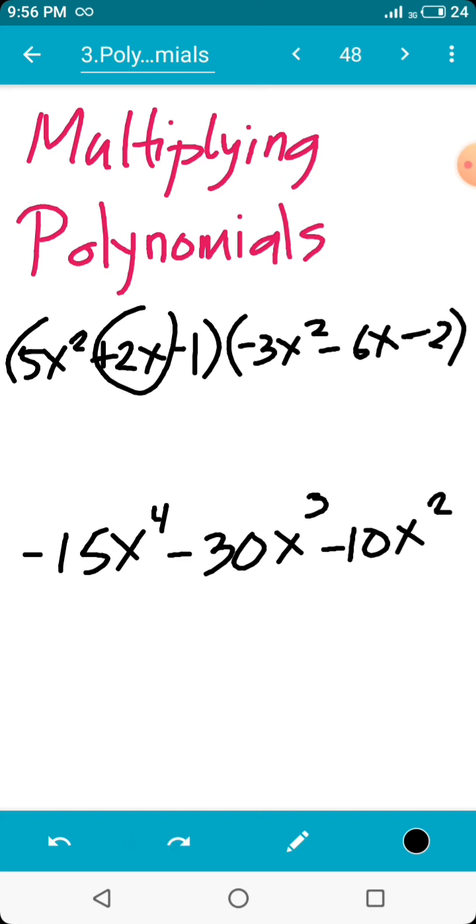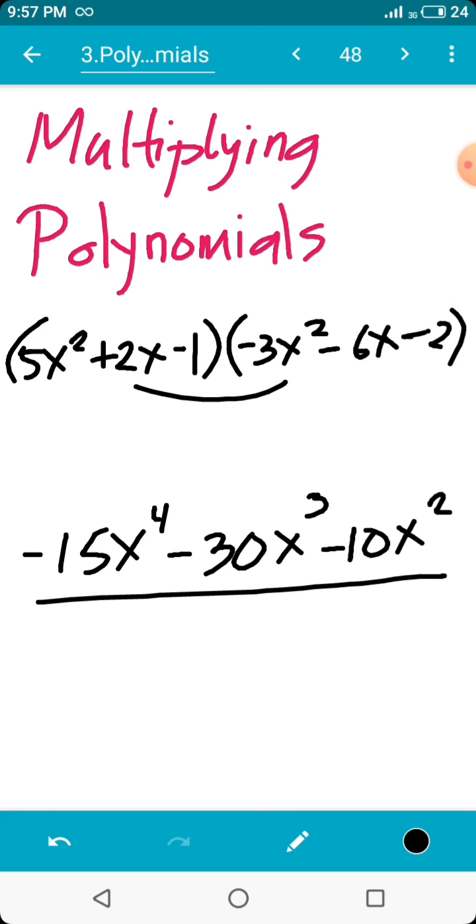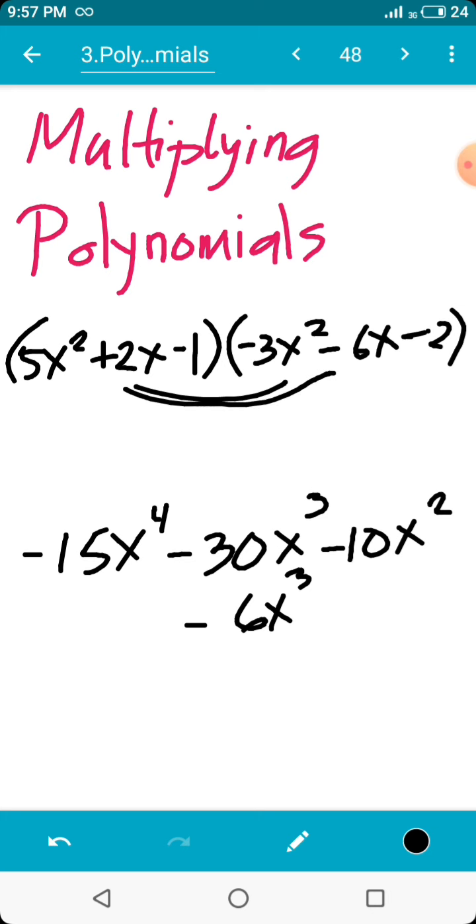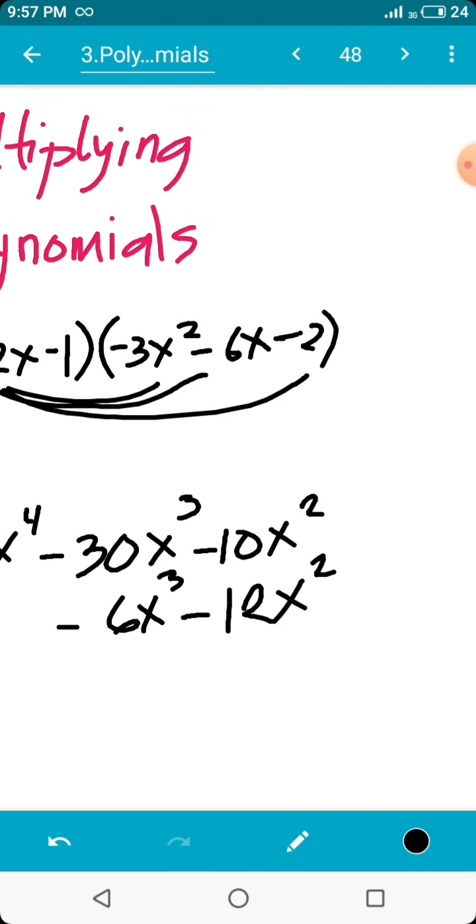Okay? So, first, we have 2x times negative 3x squared. So, that is negative 6x cubed. So, itapat na natin dito kung saan siya parehas. Okay? And then, 2x times negative 6x. So, that is negative 12x squared. And then, 2x times negative 2. So, that is negative 4x.